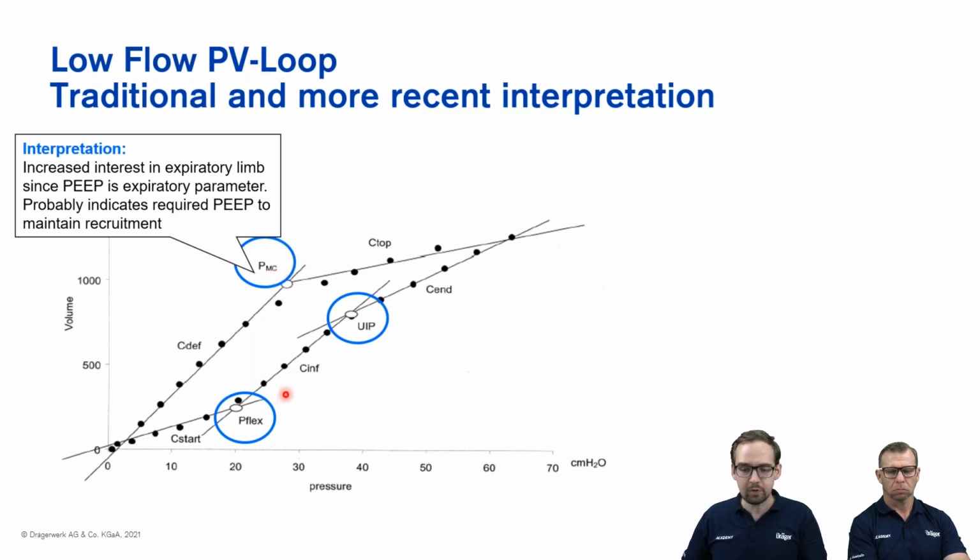When you are determining these points, the idea could be to either set PEEP above the lower inflection point, or with the more recent interpretation, setting PEEP above or equal to the point of maximum curvature, and minimizing or limiting your inspiratory pressure to this upper inflection point.